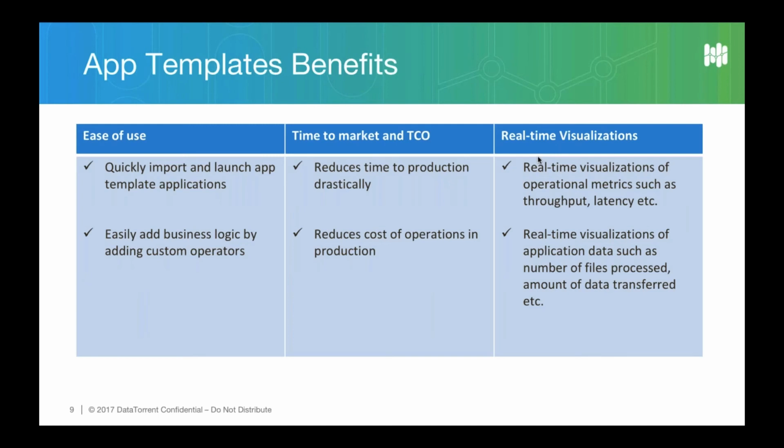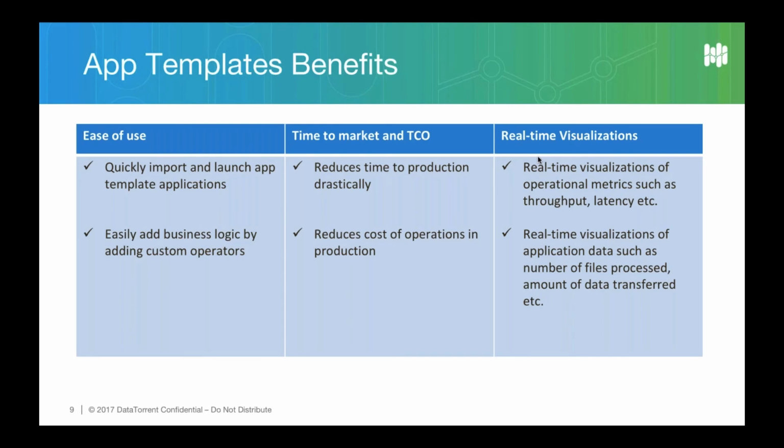So in all, the benefit of app templates for you as a user is basically ease of use. You can easily and quickly import and launch the app templates within a matter of minutes, and you can easily add business logic by adding your custom operations. The other benefit is time to market and total cost of ownership. It reduces your time to production drastically because these app templates have already been built out and are available through AppHub, and they are also tested and certified by DataTorrent for scalability and fault tolerance. As a result, it also helps with your cost of operations.